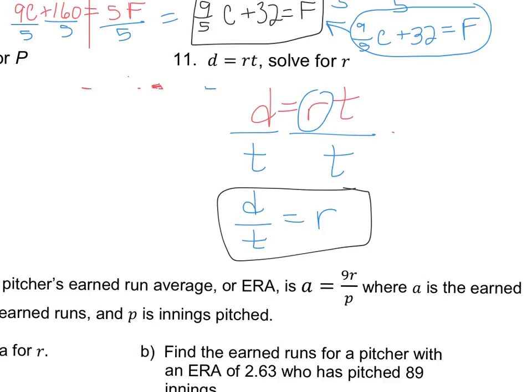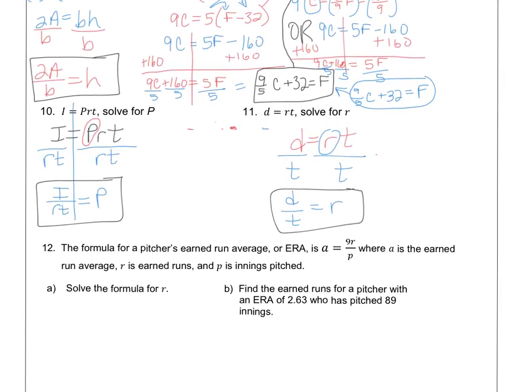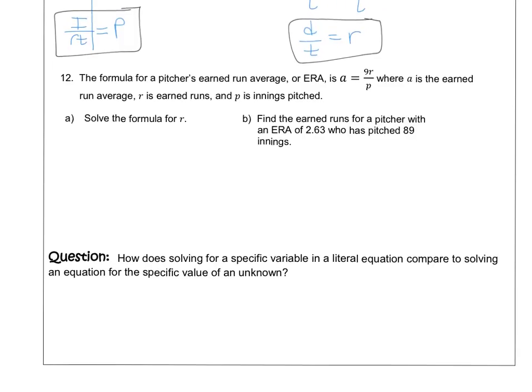Now, in order to discuss number 12, you need to take a moment and read it. So pause your video and read all of number 12, and then check back for the discussion on it. Okay, so number 12 is really a pretty common problem in the sports world and statistics. So they've given us our formula.